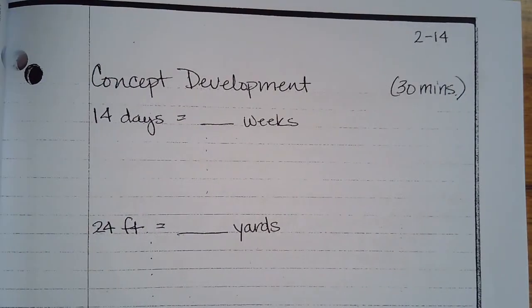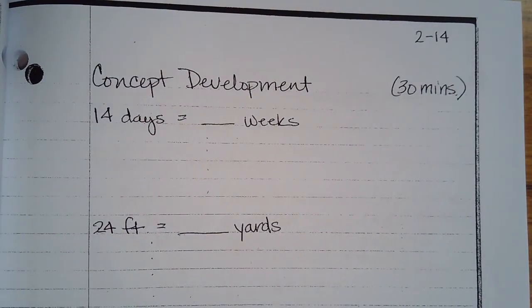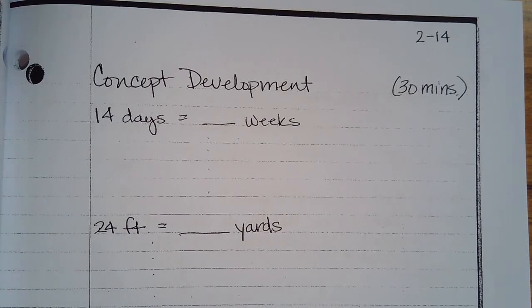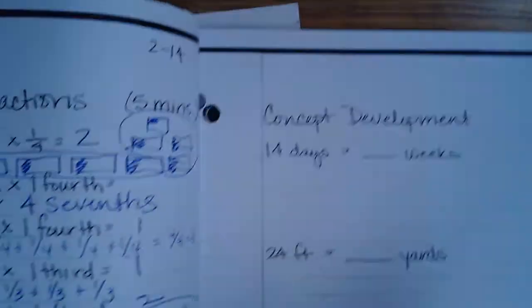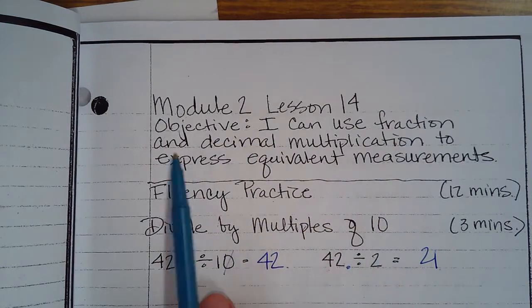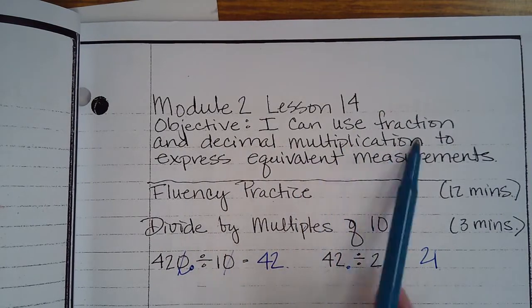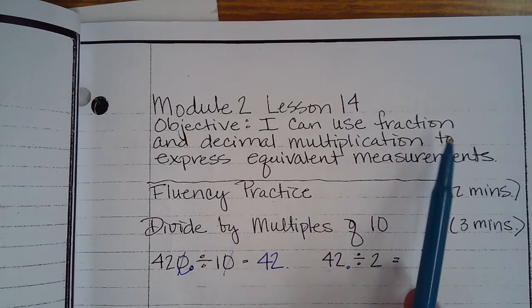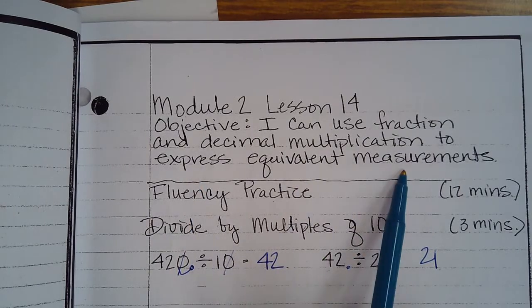Right. This is EngageNY, Module 2, Lesson 14, Concept Development. So let's go ahead and remember our objective for today. Our objective is to use fraction and decimal multiplication. So we're using multiplication to express equivalent measurements.